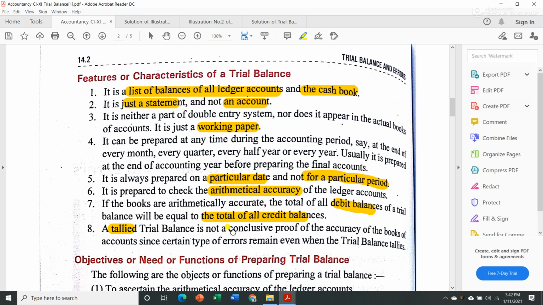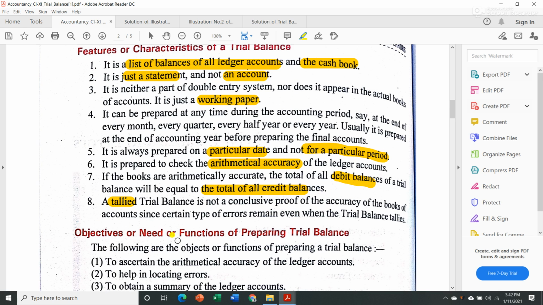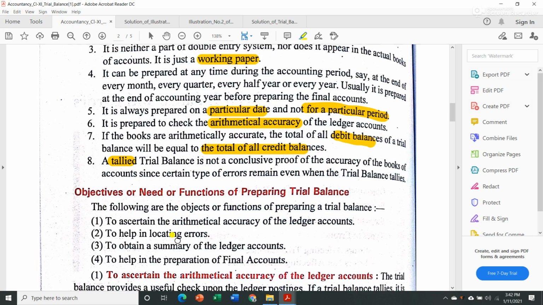A tallied trial balance is not a conclusive proof of the accuracy. Even if you get debit and credit side equal in a trial balance, it doesn't mean that it is 100% sure that your books are accurate. Okay, there might be some error even though we get debit and credit side equal.